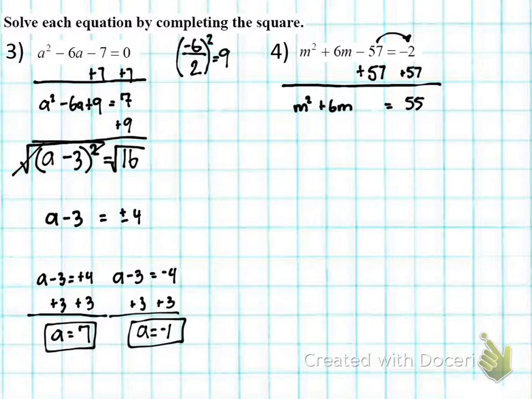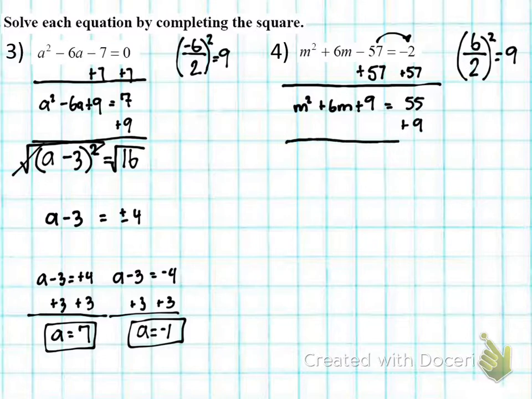Next, tell your neighbor what you would do next. Okay, what's b equal to? Okay, 6 divided by 2 is? 3 squared is? 9. Where am I going to put the 9? What am I going to do with that 9? Okay, we're going to put in the C position, add 9 here, and where else do I want to add 9? Good, underneath the 55, because whatever we do to one side, we do to both sides.